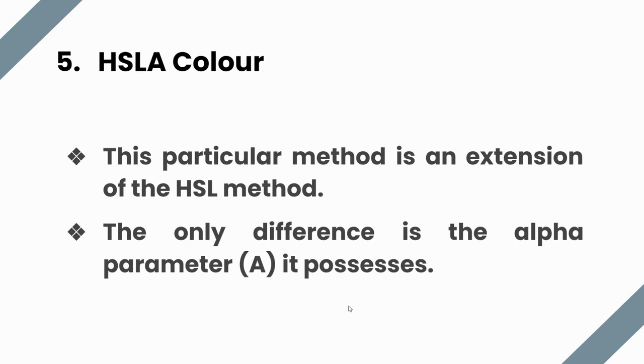Next, we have the HSLA color. Now, this particular method is an extension of the HSL method. So from the HSLA, you can assume that the A here stands for alpha, also like in the RGBA color. And as we learned before, the alpha is actually used to describe the opacity of the color. By that we mean how transparent the color would be, if it's going to be a completely see-through color.